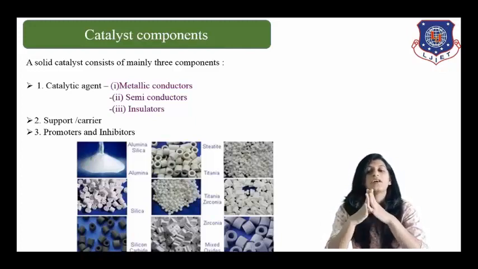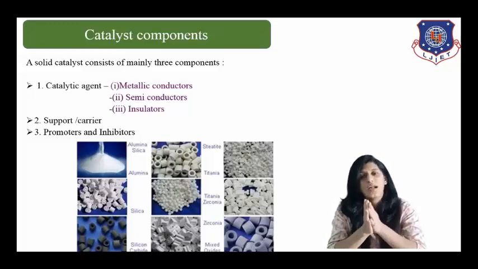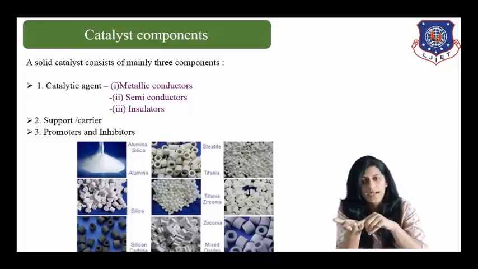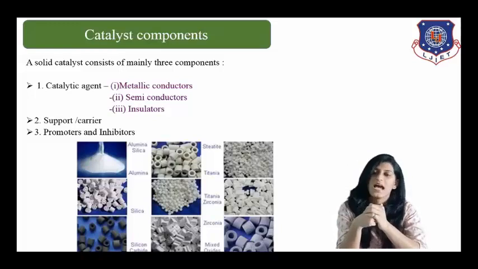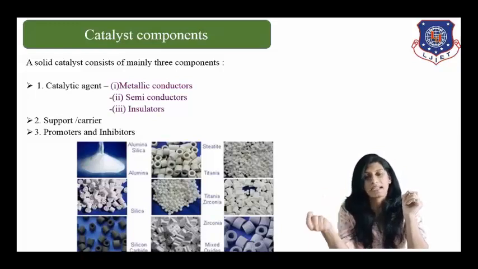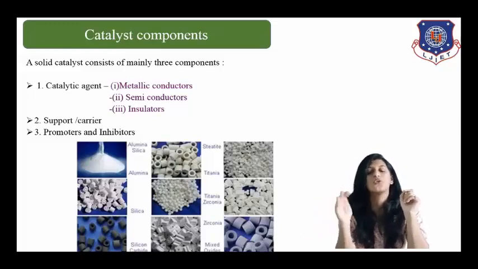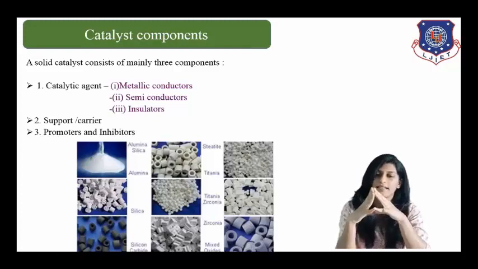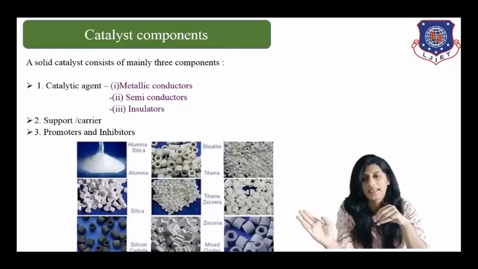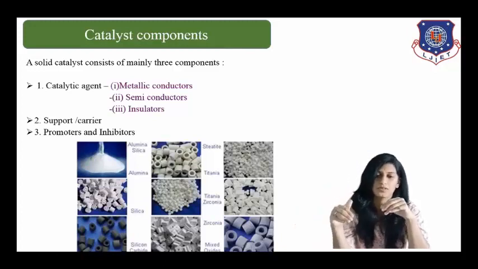After that we have the supporter or carrier. The second important component of a catalyst is the support or carrier. The supporter or carrier provides a base for the catalytic agent. Right? Then we have promoters and inhibitors. Promoters and inhibitors are added into our catalyst to enhance or to lower down the activity of our catalyst. So in this picture, as you can see, there are different types of catalytic agents, supports and promoters. Right?